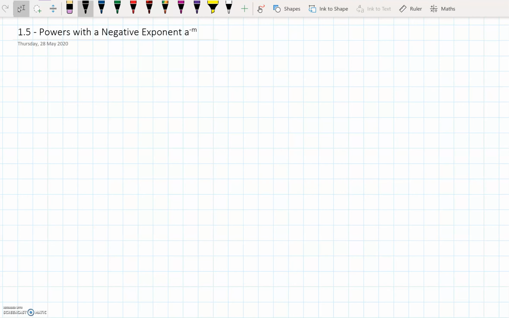Okay, guys, what we're going to look at now is one more index law. There is another one, but I don't want you to worry about the other one for the moment. Now, this video will be a little bit longer because there's a few things I want to show you with this one. So, powers with a negative exponent.